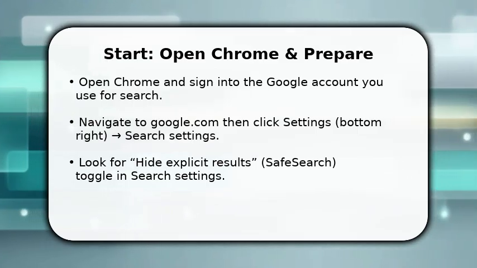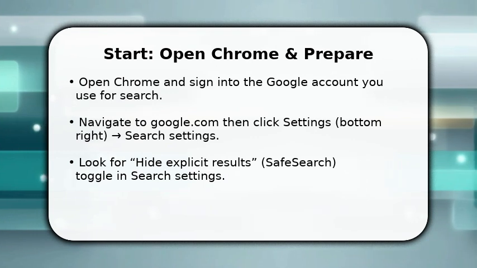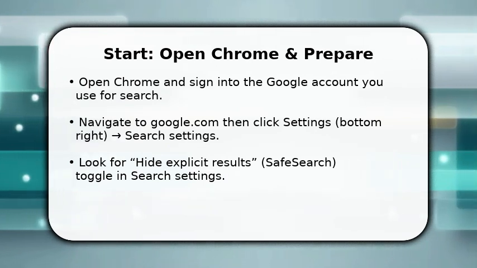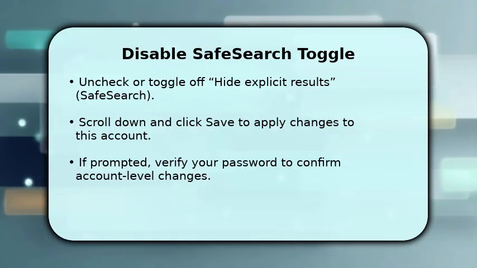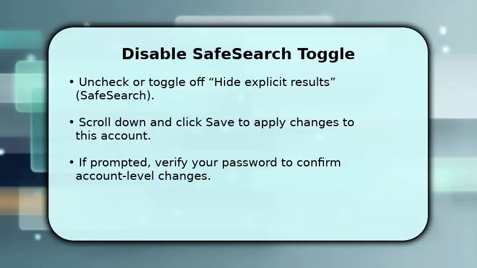Now flip the switch. Uncheck or toggle off Hide Explicit Results, so explicit content is no longer filtered from search results. After changing the setting, scroll to the bottom and click Save to apply this preference to your Google account. Make sure to confirm any prompts.